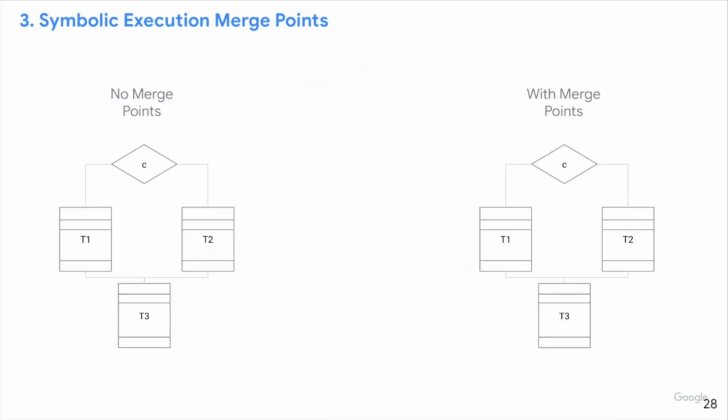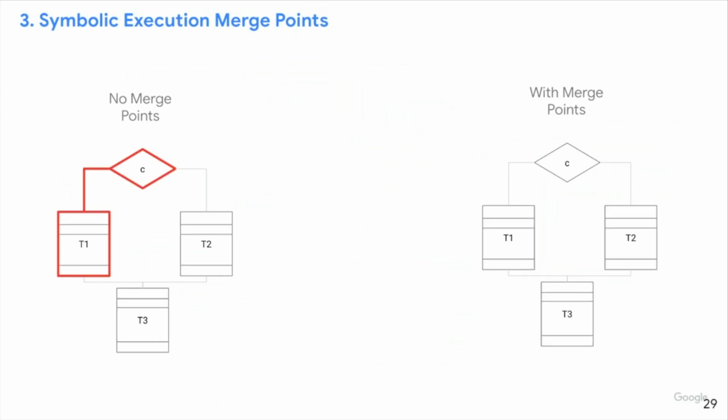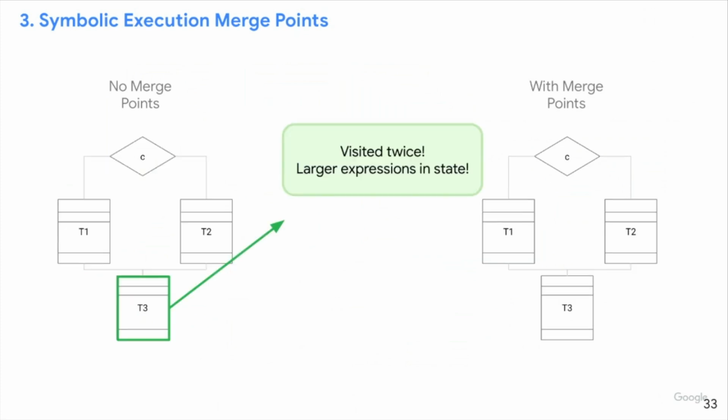So if you take this program, the way the symbolic execution is done without this thing called merge points is you take the conditional, evaluate T1, visit the whole table T1, then visit T3, then go back to T2, visit T3. And as you can notice, T3 is visited twice, and this leads to larger expressions in the state. And if you have a huge P4 program, this just keeps on adding.